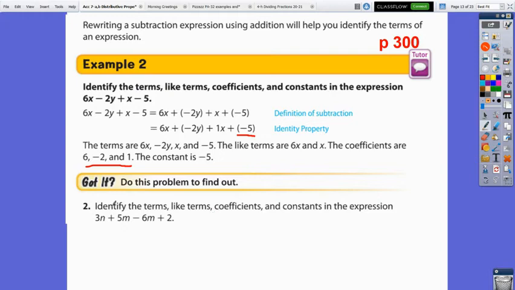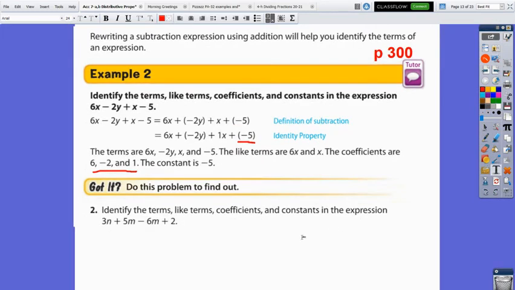All right, so your turn to do that down here. What are the terms? What are the like terms? What are the coefficients? And what are the constants? The terms are 3n, 5m, negative 6m, and 2. The coefficients, 3, 5, and negative 6. Negative 6 because there's a subtraction here on this 6m.